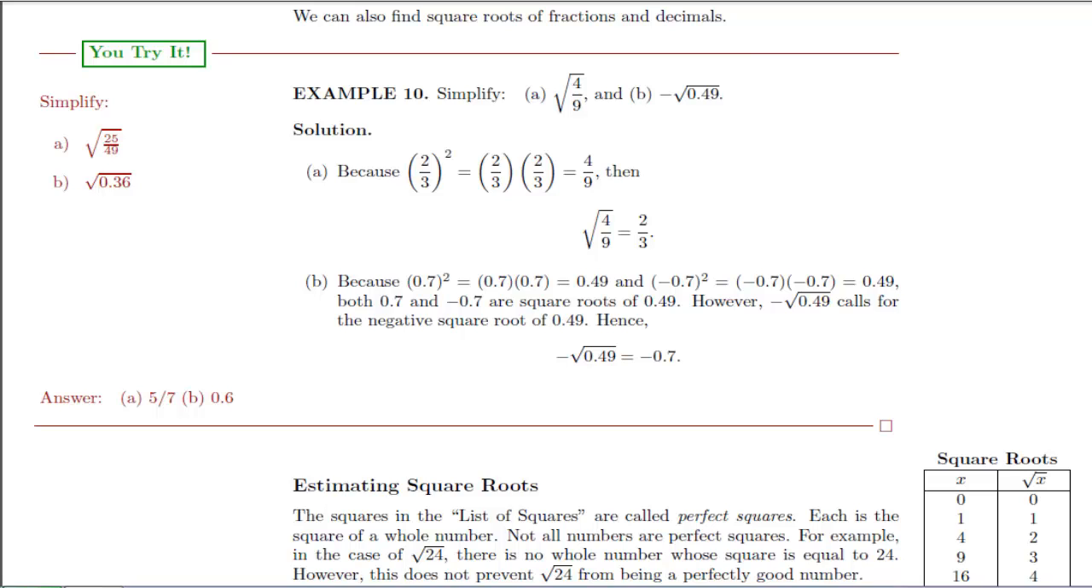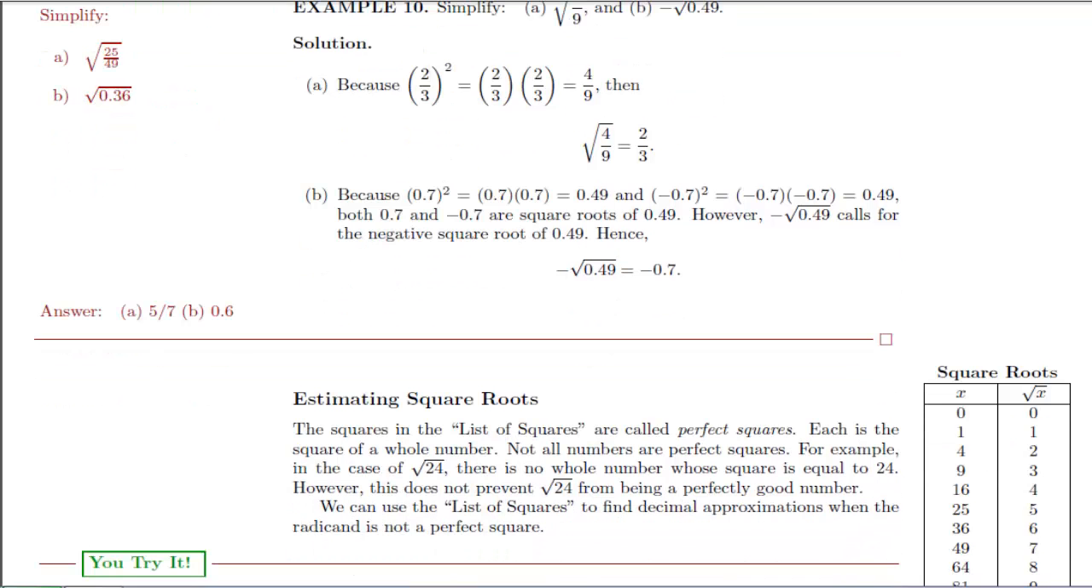B, because 0.7 squared equals 0.7 times 0.7 equals 0.49, and negative 0.7 squared equals negative 0.7 times negative 0.7 equals a positive 0.49, both 0.7 and negative 0.7 are square roots of 0.49. However, negative square root of 0.49 calls for the negative square root of 0.49, hence the negative square root of 0.49 equals negative 0.7.